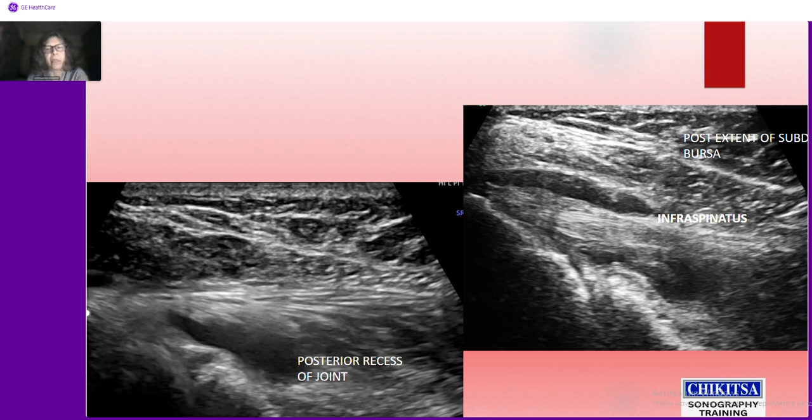So we are seeing over here between the deltoid and the infraspinatus tendon is the subdeltoid bursa. And below the infraspinatus, in this particular patient, we are seeing some fluid. This is the posterior recess of the shoulder joint. So you're seeing synovial hypertrophy over here. And if this patient had a tear, you would see fluid extending and filling up the bursa as well. So with this, I hand over to Bill to demonstrate findings of adhesive capsulitis.